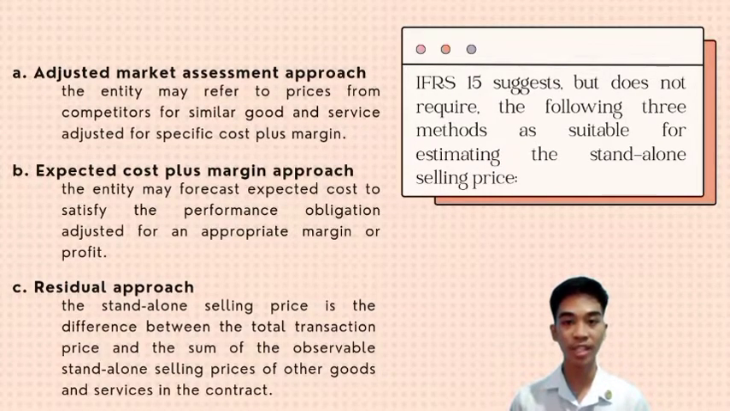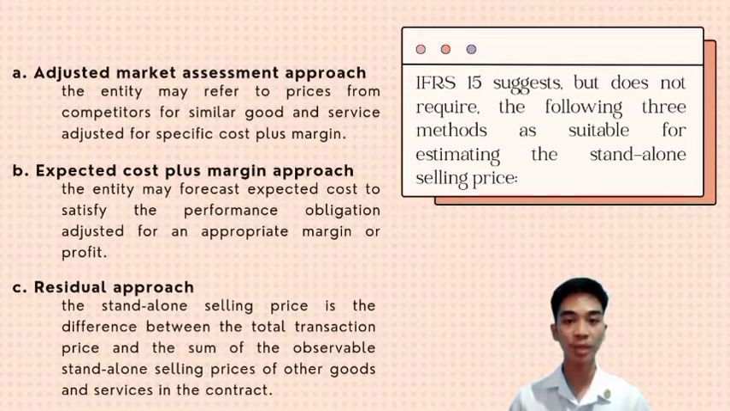And the last method in estimating standalone selling price is the residual approach. The standalone selling price is the difference between the total transaction price and the sum of the observable standalone selling prices of other goods and services in the contract. In this approach, we deduct the observable standalone selling prices that are available for other goods and services to be supplied from the total contract price.